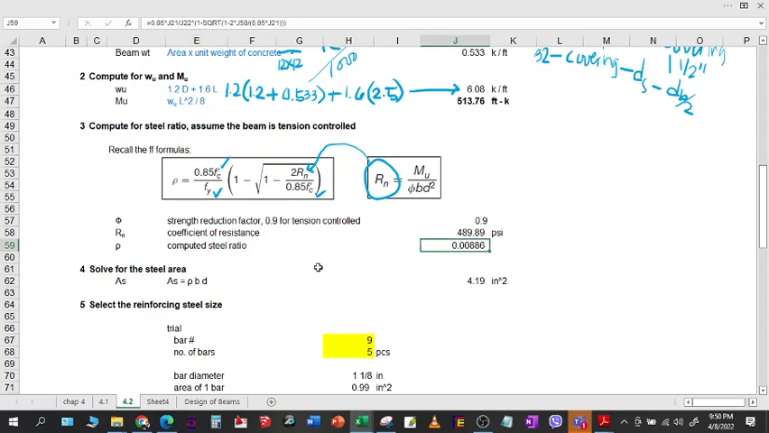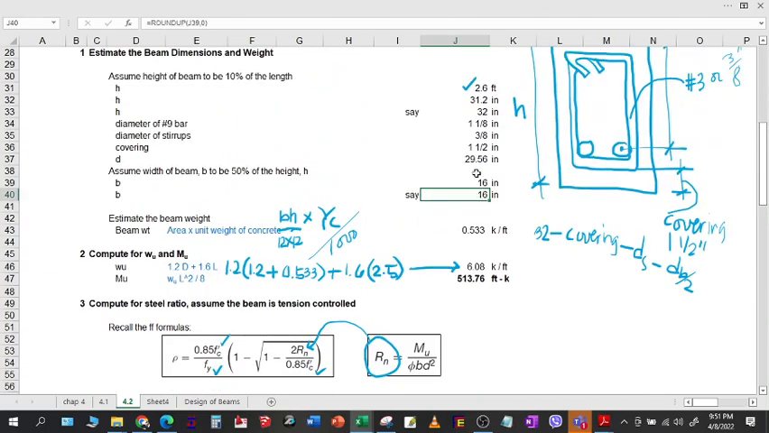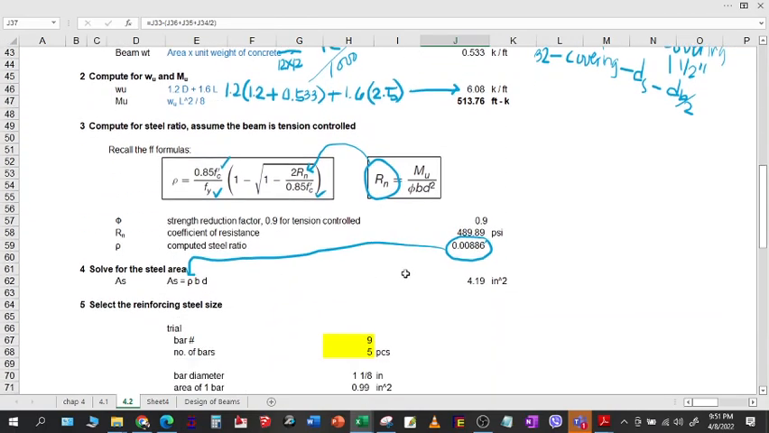Okay? So that is your step number 3. Step number 4 is to solve for the steel area. Now, steel area is given by this formula. AS is rho times B times D, and rho is the computed steel ratio here. You plug in this value to this, and then your BD, your assumed value for B, which is 16, and D is 29.56. And you can generate this answer.